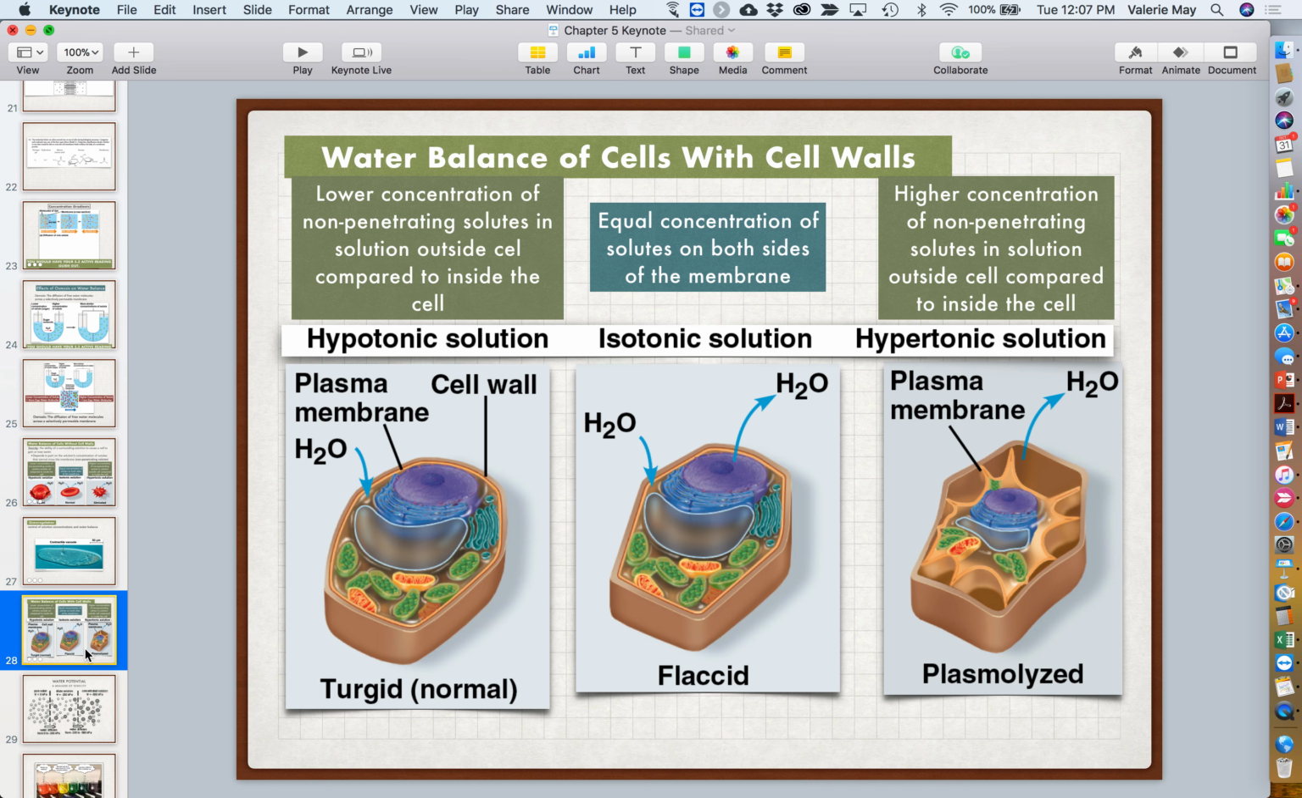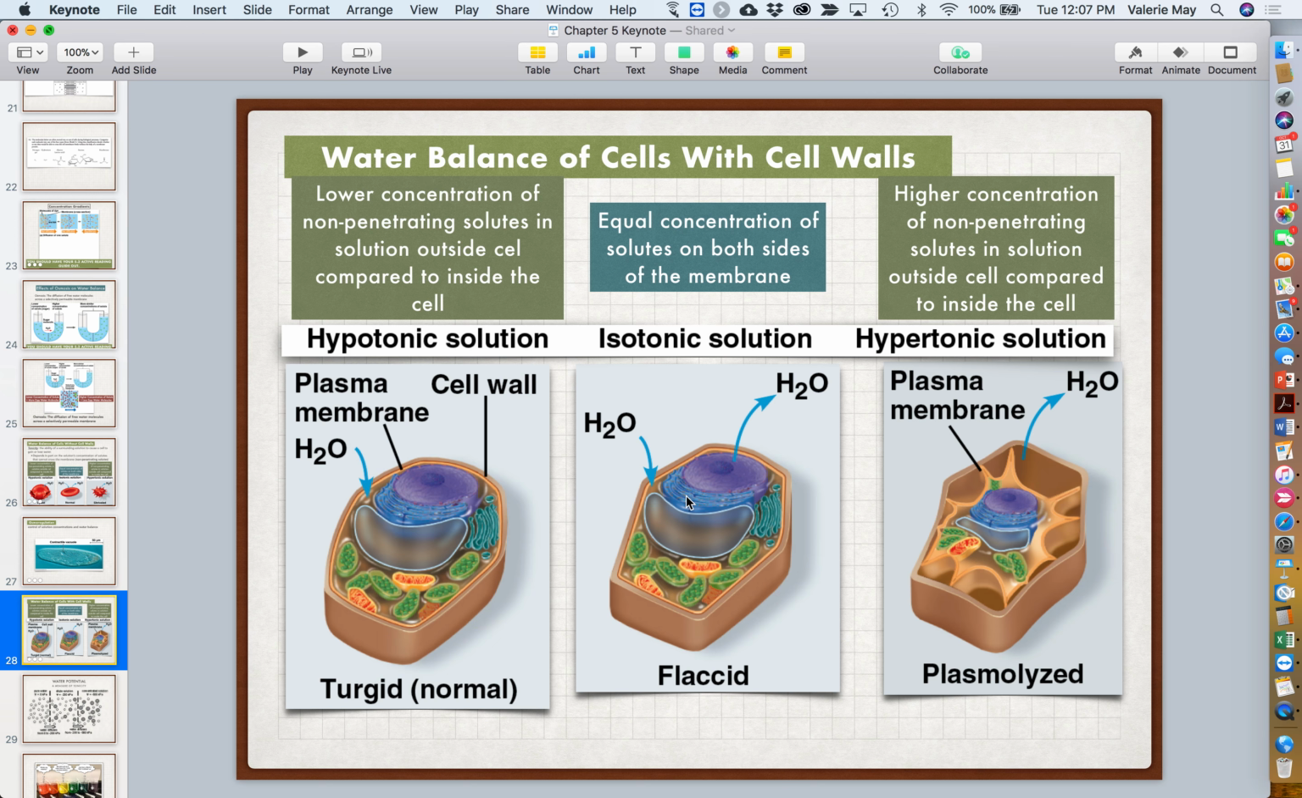So this is now showing what happens when the cell has a cell wall. If you notice, information at the top is not changed from the previous slide. So hypo, iso, and hypertonic have definitions. These are the definitions.